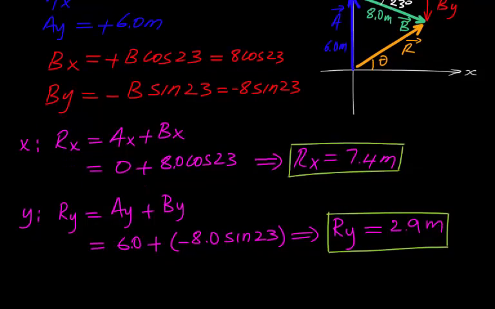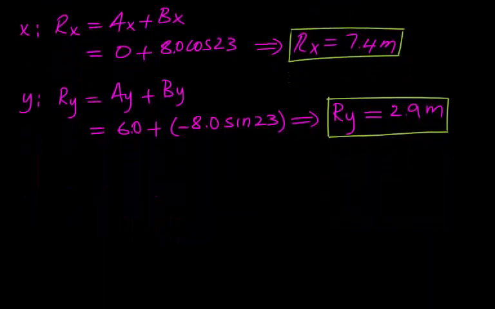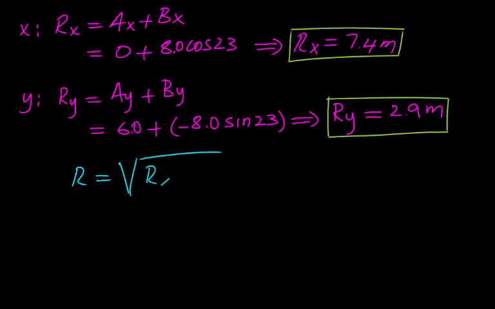Once you know the x component and the y component of any vector, you should be able to solve for the magnitude of that vector. R is going to equal, by the Pythagorean theorem, the square root of Rx squared plus Ry squared. Putting the information together, you solve for R and you get 7.9 meters.